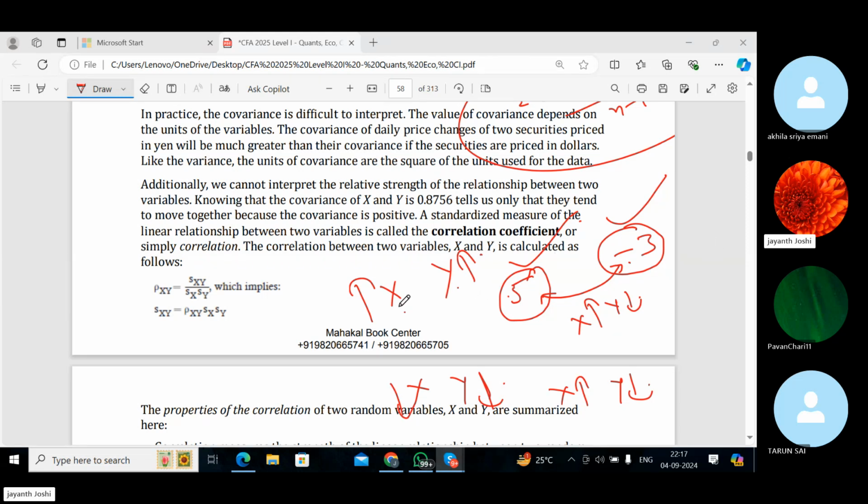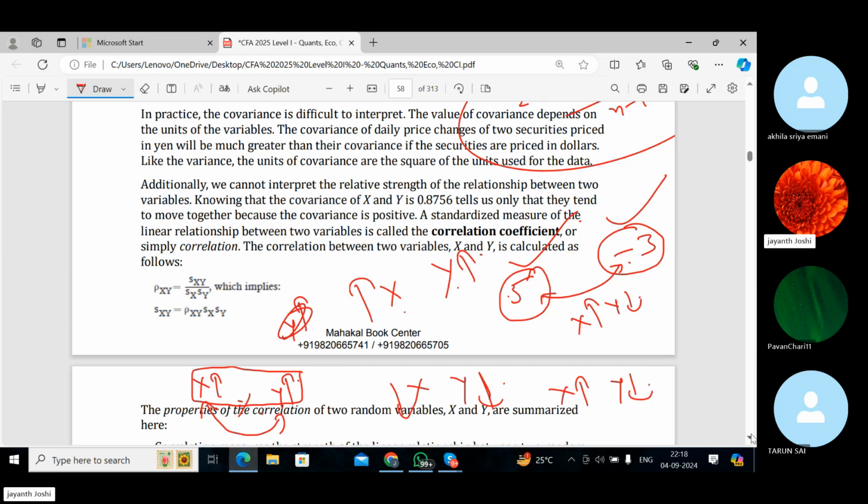So I only know about the direction, but I don't know about the strength of the relationship. The strength of the relationship means what? If X would increase, what percent chance is there that Y will also increase? Until and unless you know the strength of the relationship between the two stocks you are taking to make a portfolio of investment, you would not be confident about your portfolio. Why? Because you should know the behavior of the stocks when you take them together.